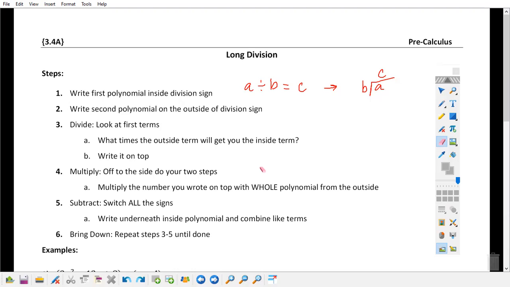okay? It is going to be the same thing that we're doing here. We're going to divide, multiply, subtract, bring down. Divide, multiply, subtract, bring down.